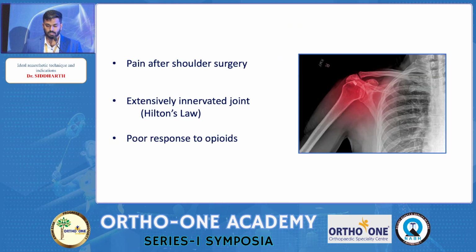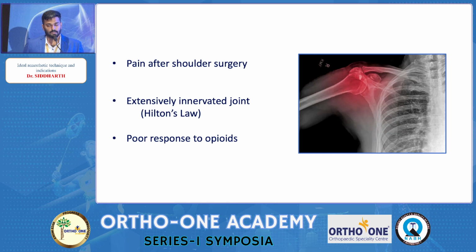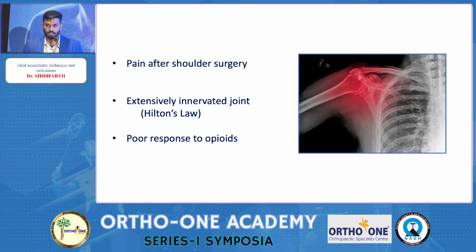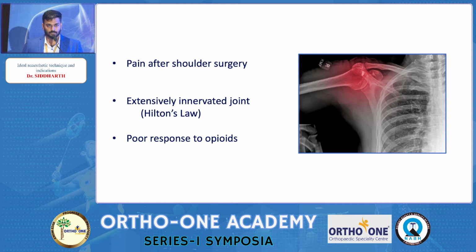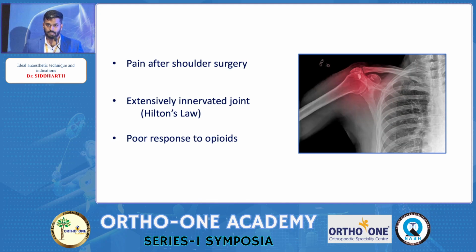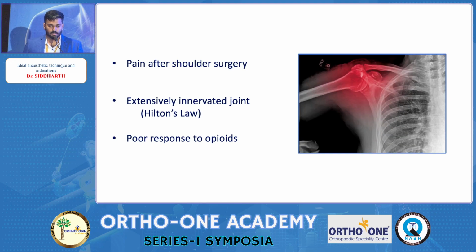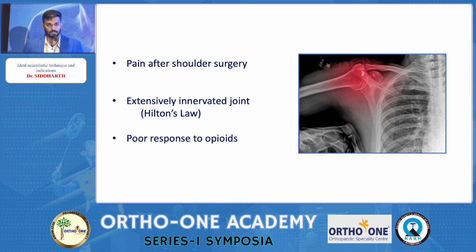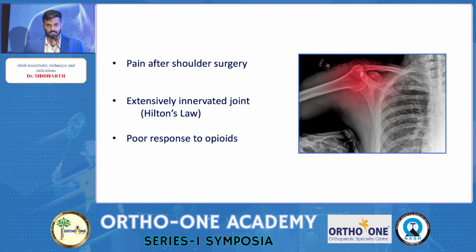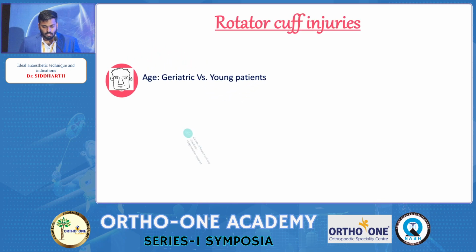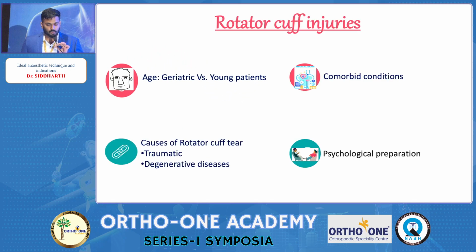Any injury to the shoulder is considered extremely painful. Even in literature, it is described as being more painful than that of a thoracotomy. This is because of the extensive innervation of the joint, which follows Hilton's law that any nerve that crosses a joint will supply the muscles, tendons, and the joint itself. And it is also rich in A alpha fibers, A delta fibers, and C fibers, which are very poorly responsive to opioids.